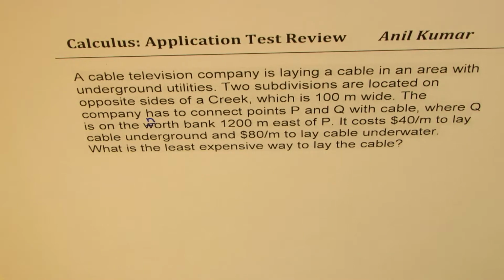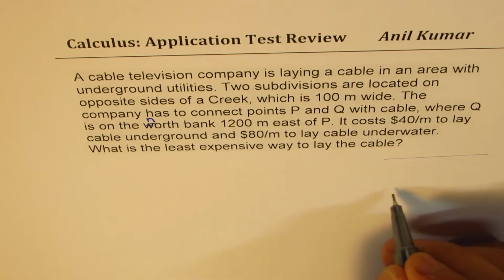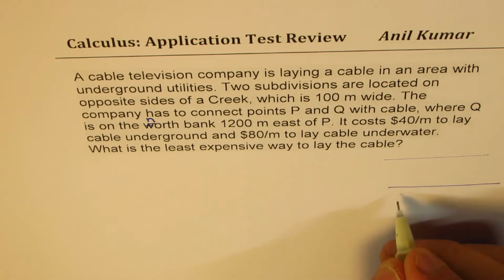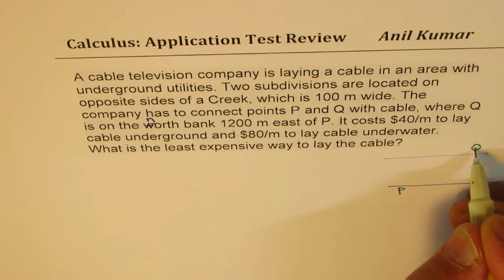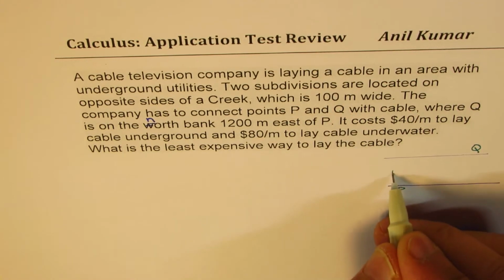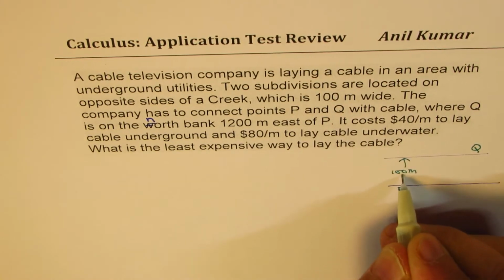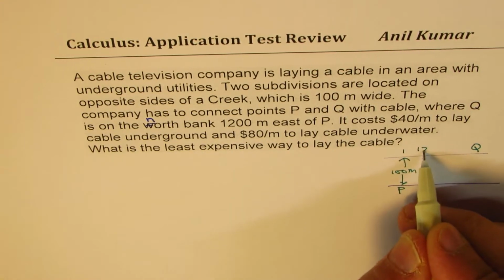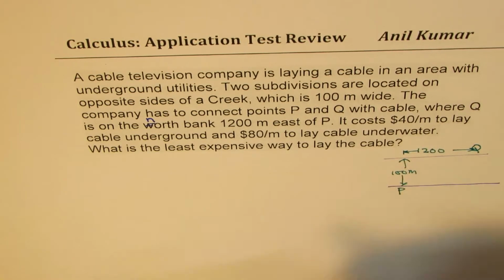So let's sketch. Let's say that's the creek for us. So I'll make a small sketch here. Point P is given to us on one side, and on the north side we have point Q. So as per the given information, we have point P here and point Q somewhere there. We are also given that this creek is 100 meters wide, so this distance is 100 meters. And it is 1200 meters east, so that distance total is 1200 meters.